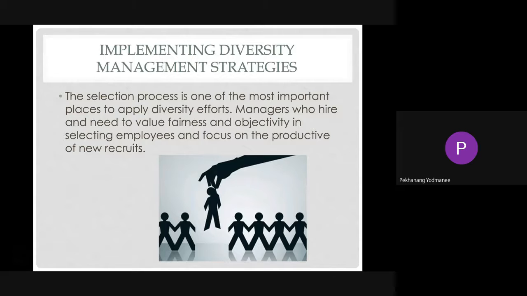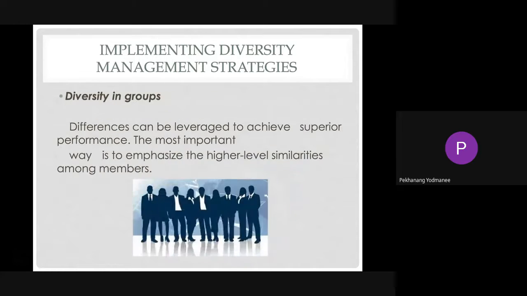The selection process is one of the most important places to apply diversity efforts. Managers who hire need to value fairness and objectivity in selecting employees and focus on the productivity of new recruits. First, diversity in groups. Most contemporary workplaces require extensive work in group settings.